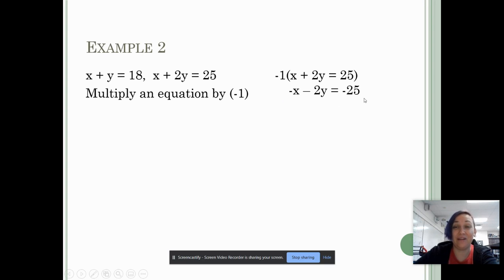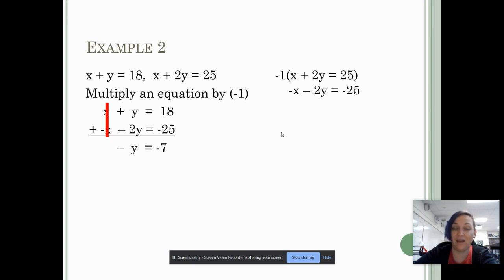Now I can take my new equation with a negative x, and I can stack it with this first equation that I haven't used yet, which has a positive x, and my x's should eliminate. Remember, we're always going to do adding. So this is x plus negative x, which cancels out. This is y plus negative 2y, which is negative 1y. And this is 18 plus negative 25, which is negative 7.